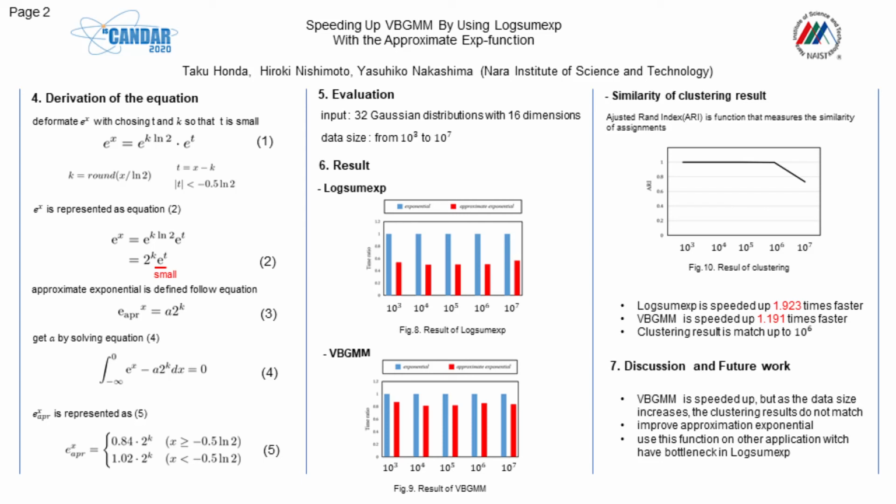These experimental results show that Logsumexp is 1.923 times faster and VBGMM is 1.191 times faster, and clustering results match up to 10 to the 6th.